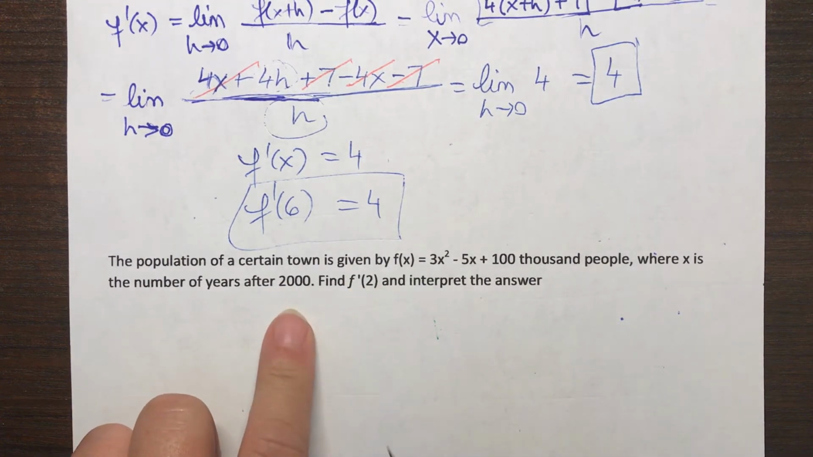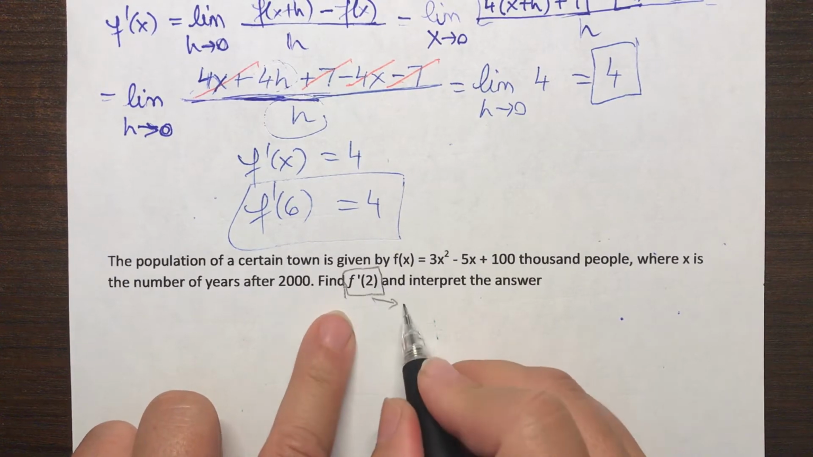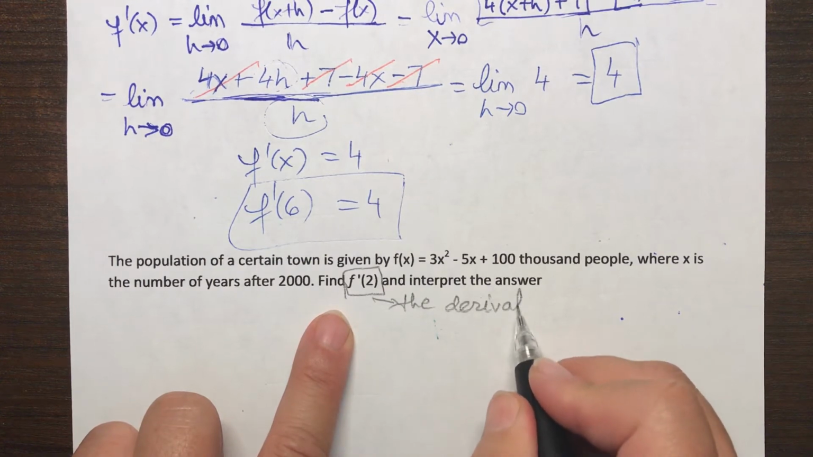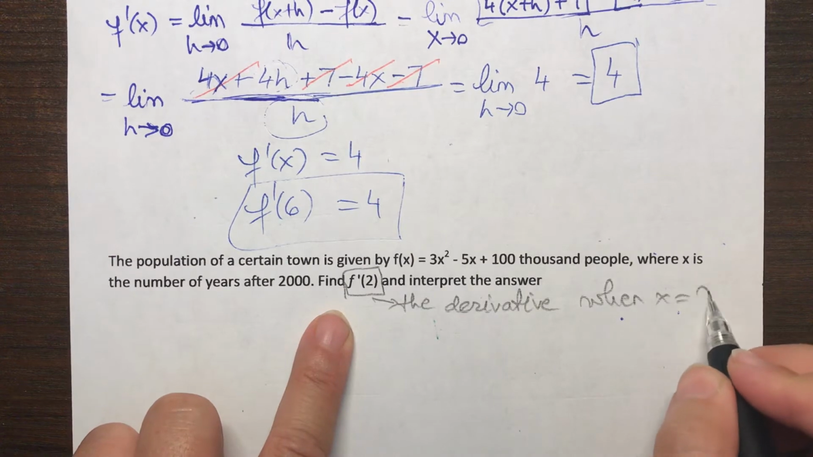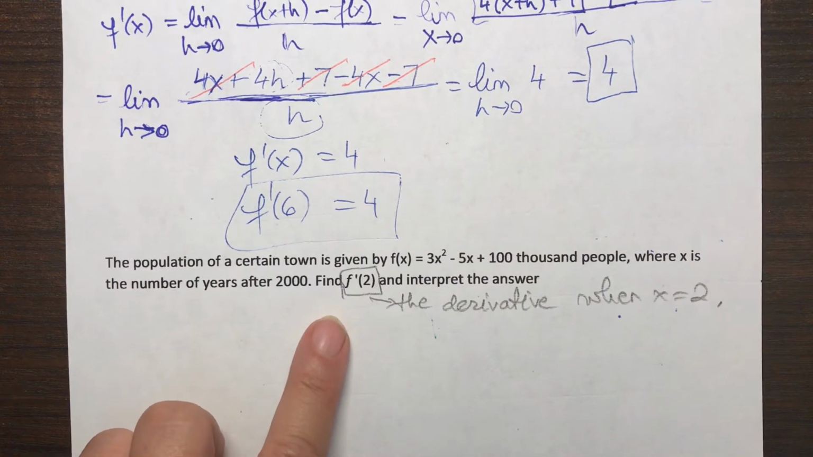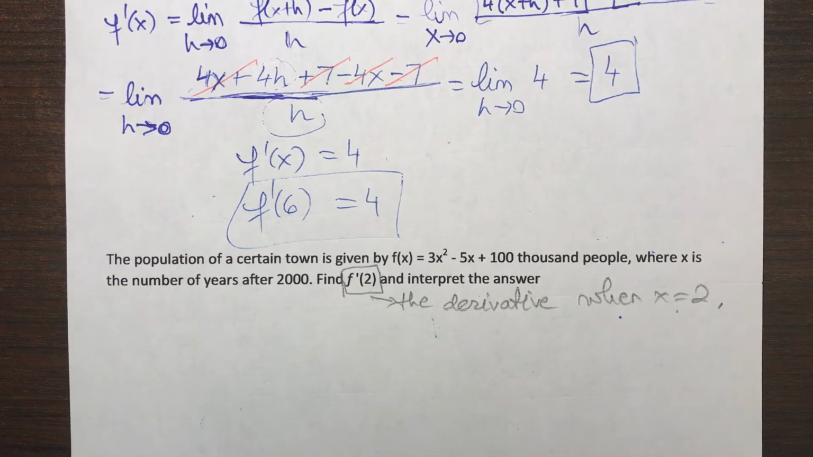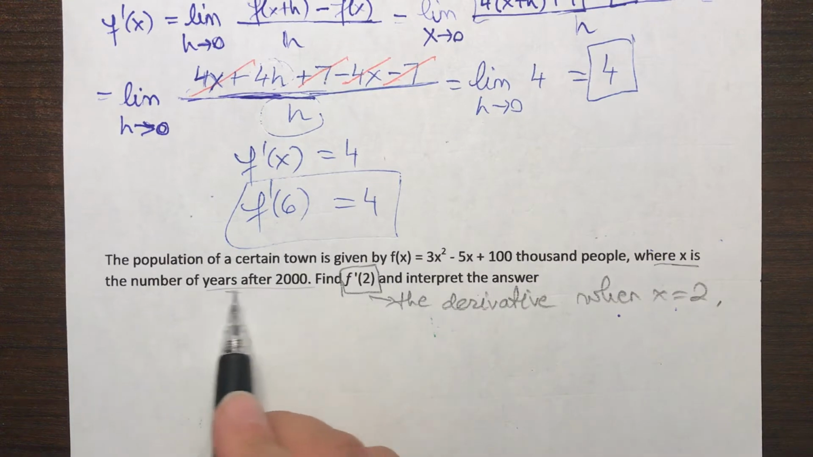Now, first of all, let's see this. What does f prime of 2 mean? It means to find the derivative and then plug in a 2 in that. Okay, that's the first part. Let's look at this function a little bit. X is years after 2000.